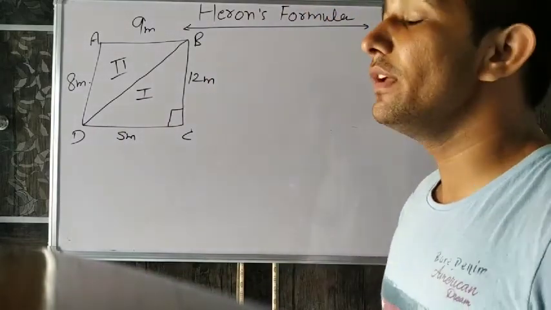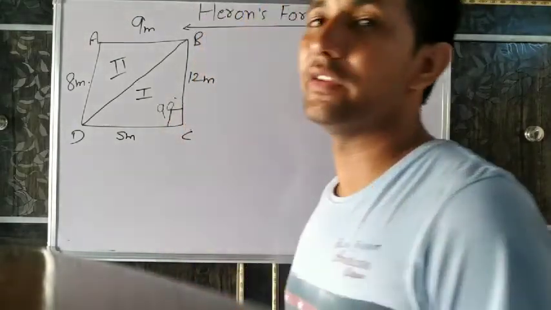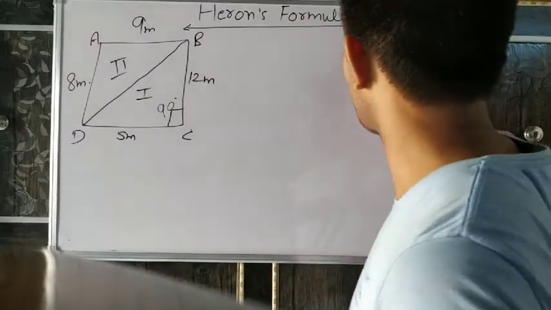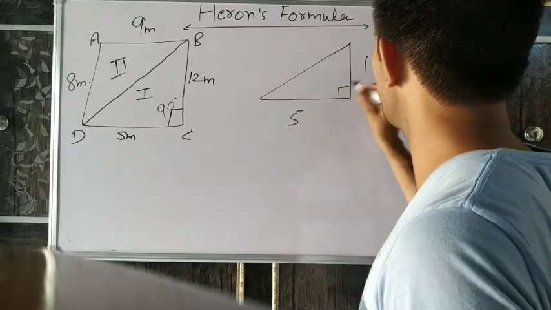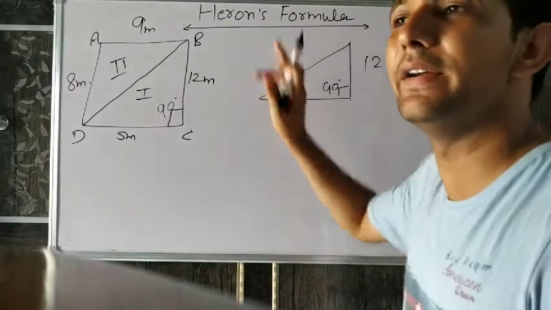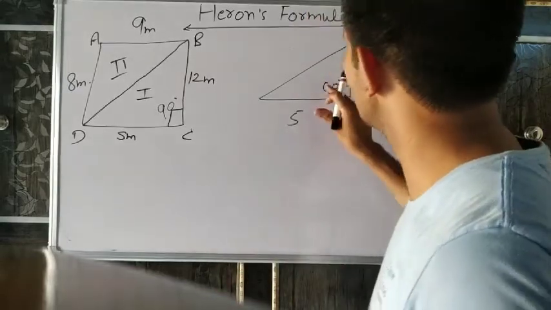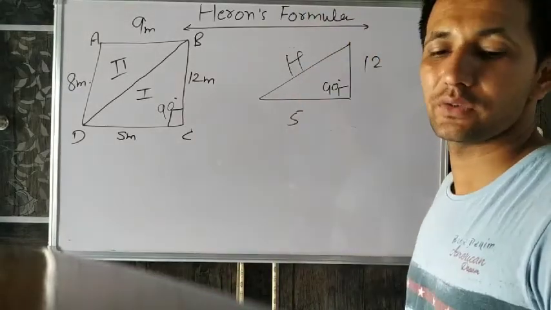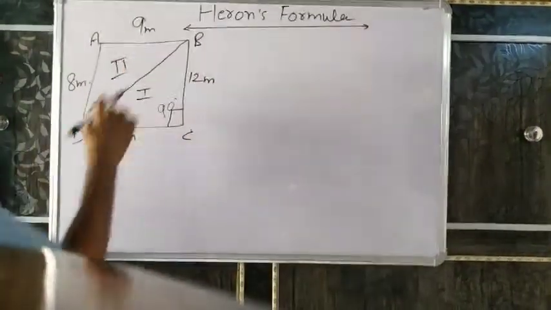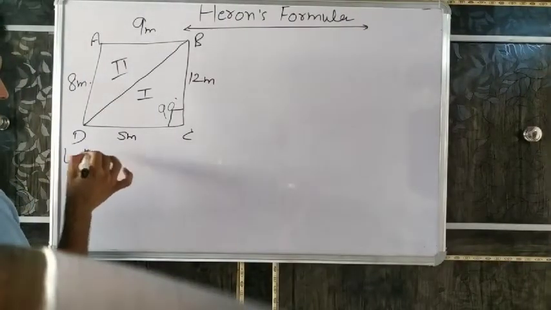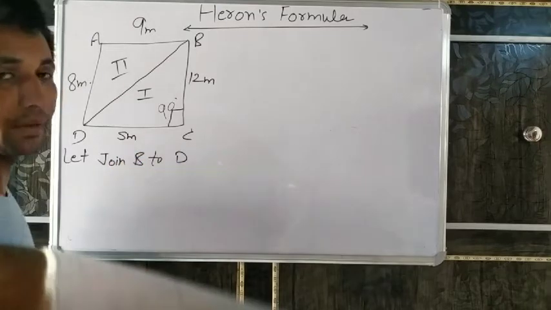Now we will use whatever is given in the question. Yes, angle C is 90 degree. In a triangle, if one angle is 90 degree, with sides 5 and 12, we can find the third side by the Pythagoras theorem. The side opposite 90 degree is always the hypotenuse. So we are starting our question. Let us join B to D.